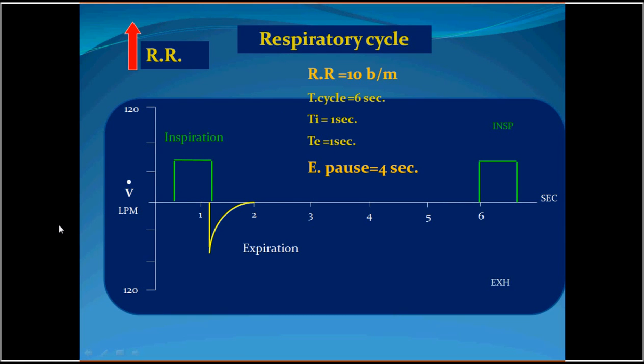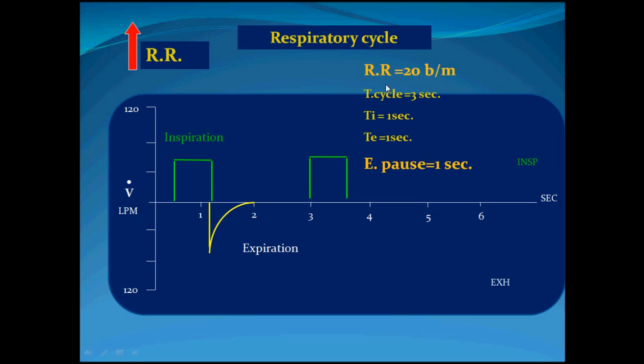Let us see what will happen with different respiratory rates. If the respiratory rate is about 10 breaths per minute, the duty cycle will be 60 seconds over 10, which gives you 6 seconds. So 1 second for inspiration and 1 second for expiration, and the remaining 4 seconds will be for the expiratory pause. What will happen if we increase the respiratory rate from 10 to 20? The duty cycle will be 3 seconds: 1 second for inspiration, another for expiration, and the third second for expiratory pause.